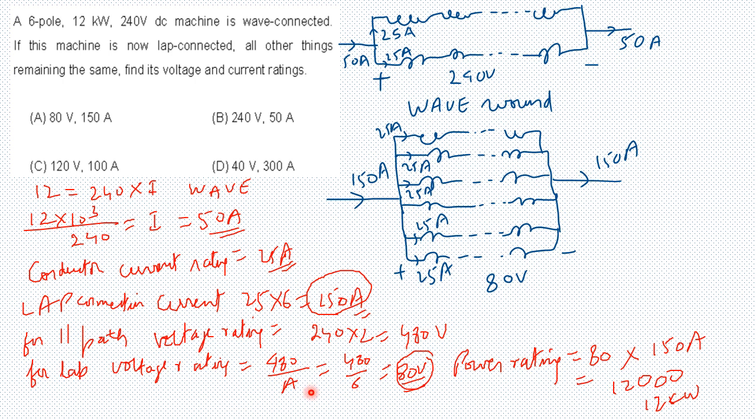Now you can see here that we have got the voltage rating as 80 volts and the current rating as 150 amps. So this matches with option A, so option A is the correct answer. This is how you need to proceed for problems involving a lap or a wave winding.